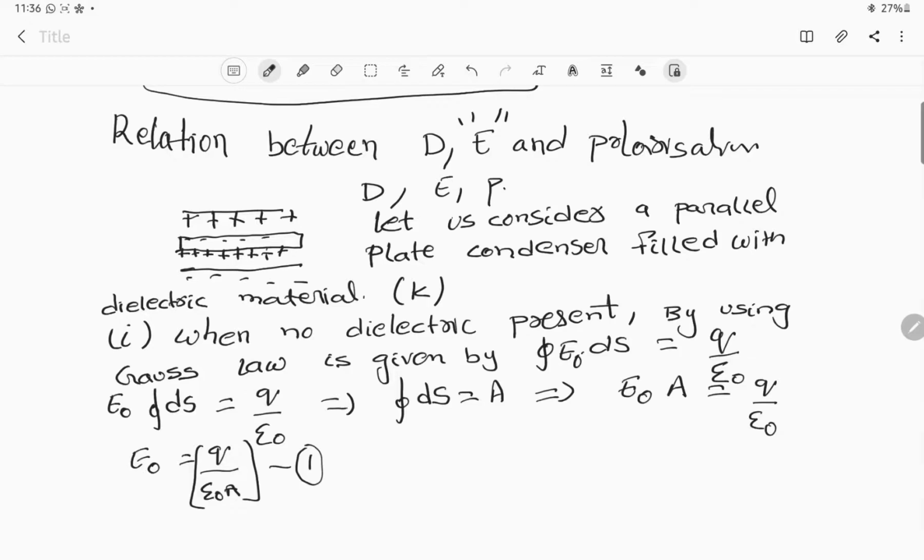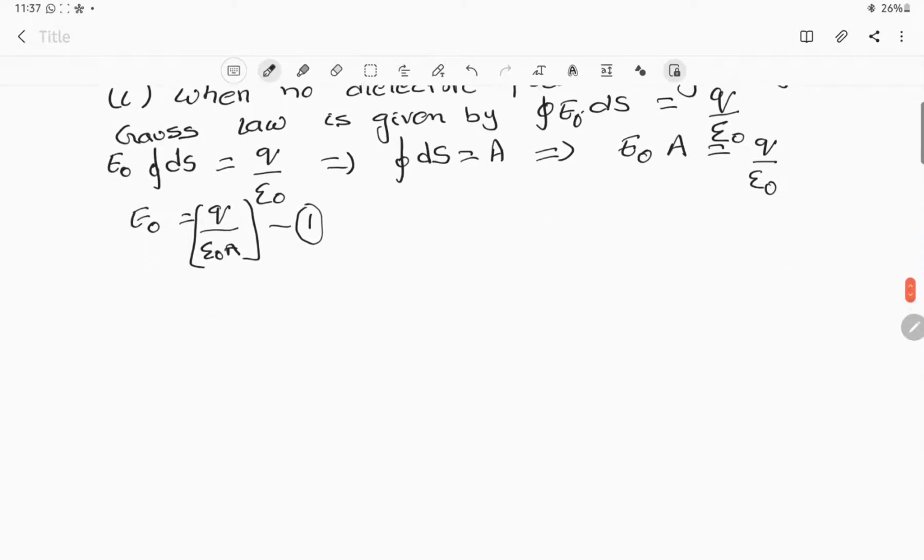So by using the Gauss law, which is given by integration of E naught into ds is equal to q by epsilon naught. So E naught into integration of ds is equal to q by epsilon naught, where the surface integration can also be written as A. So E naught A is equal to q by epsilon naught, and here E naught is equal to q by epsilon naught A. This is equation number 1. Clear everybody? Now this part is over.